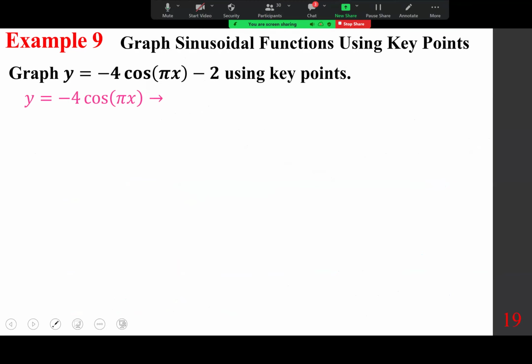All right. In order to graph this, you can ignore the negative 2 and graph this one. Because the effect of this is that it goes up and down along the y-axis, in this case, it goes down by 2 units. So for now, just work on this, okay?